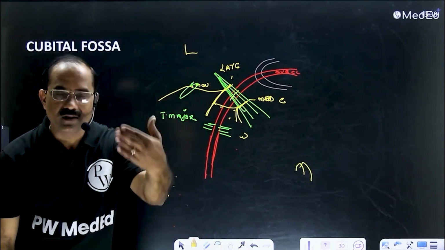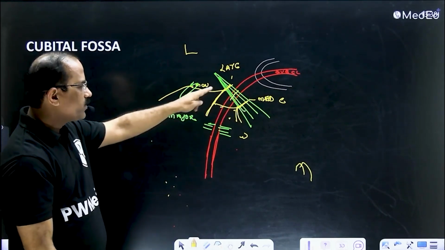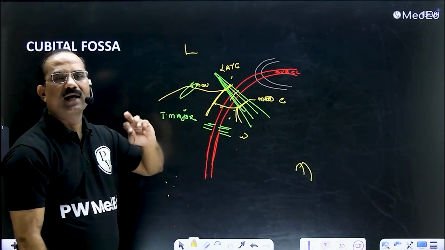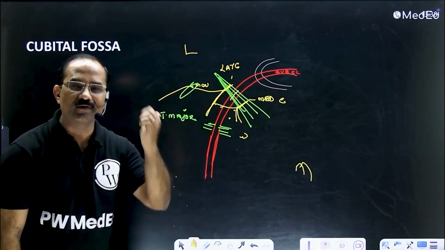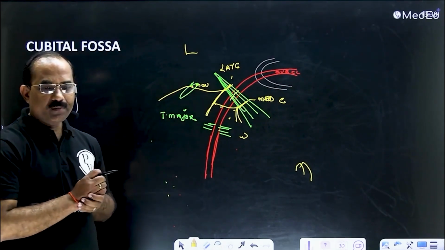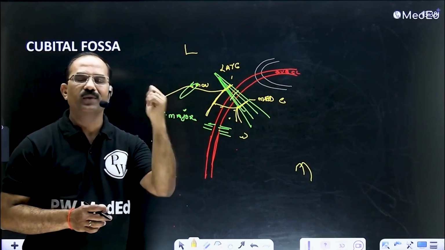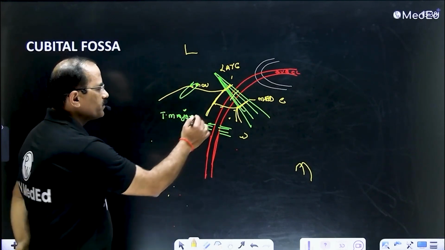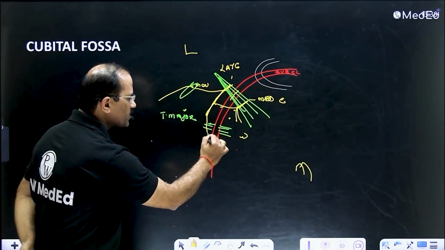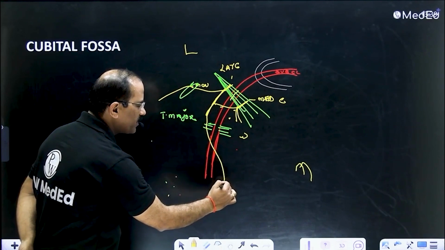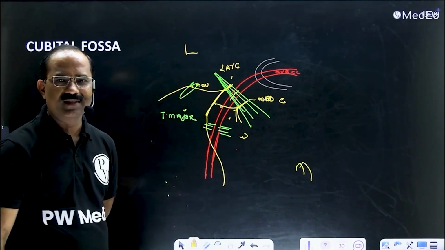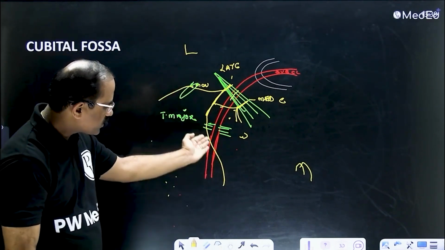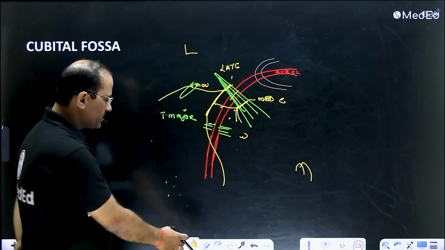It crosses the third part of axillary artery. It goes to the lateral side. It joins with the lateral root to form the median nerve. Clear? So the median nerve is formed lateral to the third part of the axillary artery. Now this median nerve is going to cross the brachial artery from the lateral to medial side.